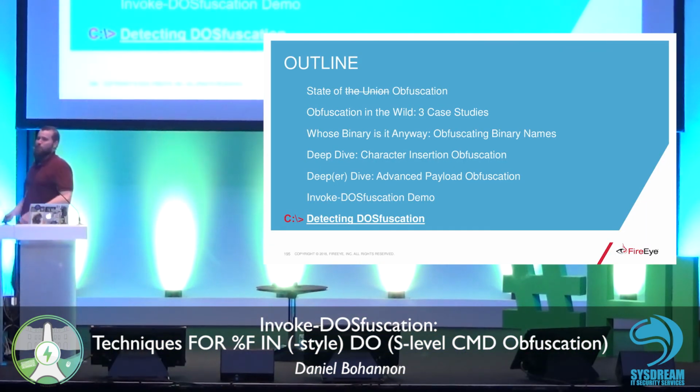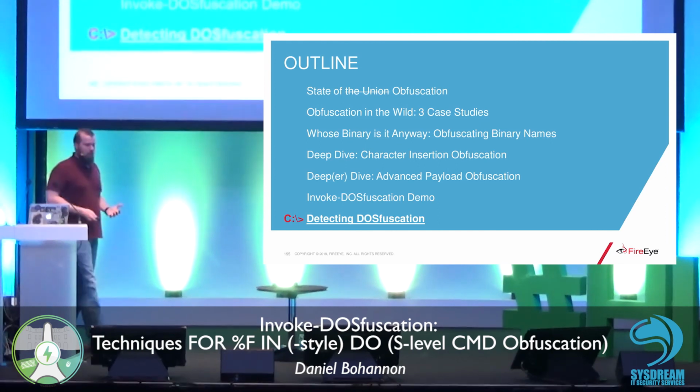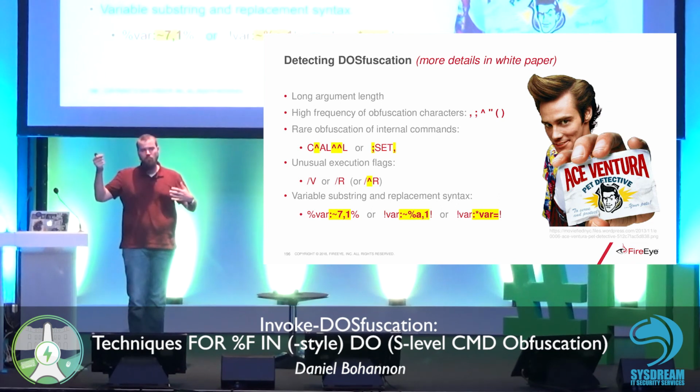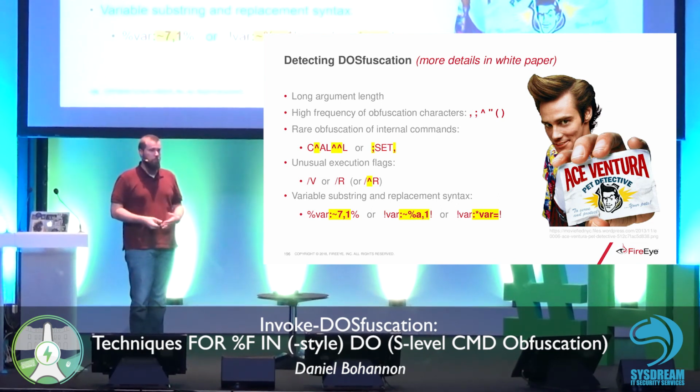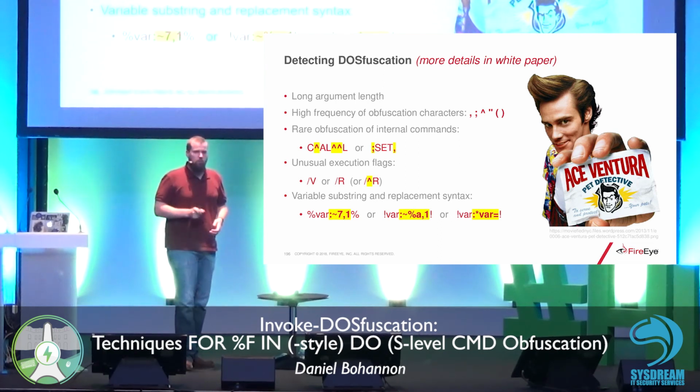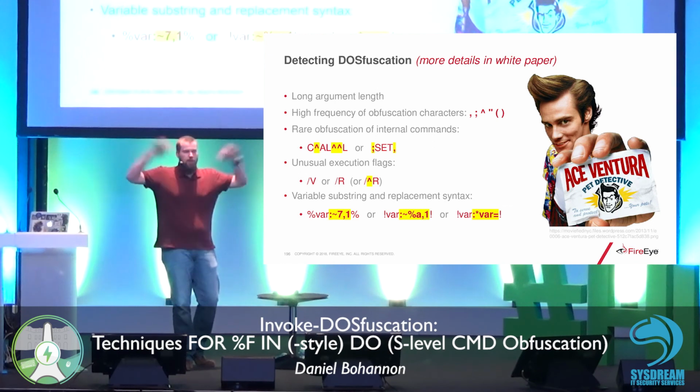So, for the blue teamers, how do you detect this stuff? I have tons of information in the white paper on this that goes into much more detail, but some high-level things: you can look for the presence of these special characters, but there are plenty of tools that legitimately use them. You can also look for, and this is actually really valuable, these internal commands, figuring out what the building blocks are to make all this stuff work.